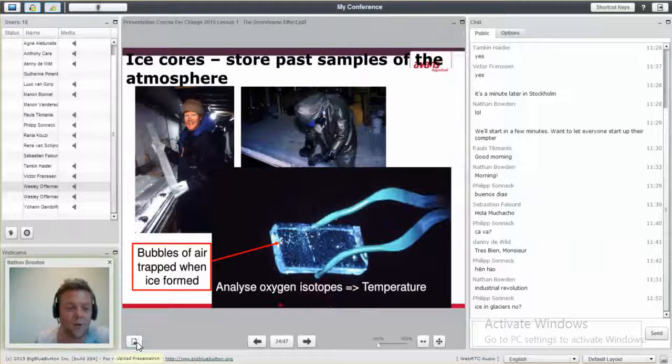So also for the cells of the human body. How old is your body? You'd be surprised. Not all parts of your body are the same age.